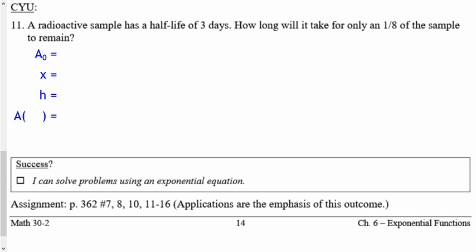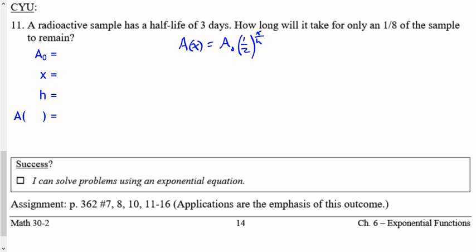So here's how I work through this question. I'm going to use the same values or variables as we did in the previous question. And so let me just write down what the equation looked like. We said our future amount was equal to the initial amount. It's a half-life type question. So we're told it has a half-life of 3 days, and we'll have x over h in our exponent.